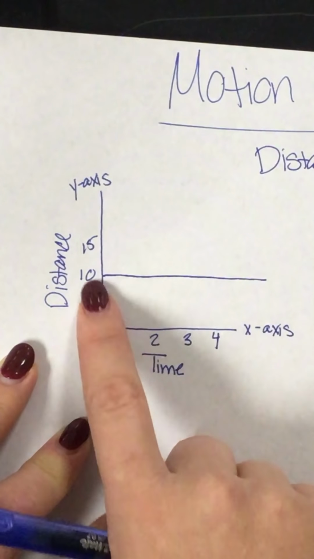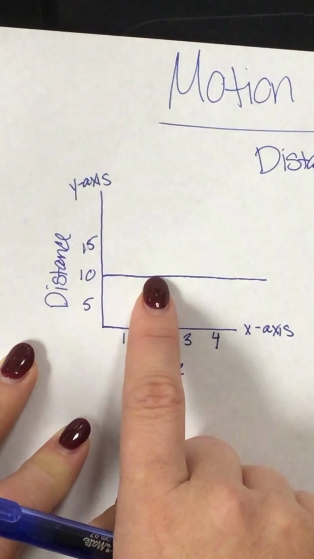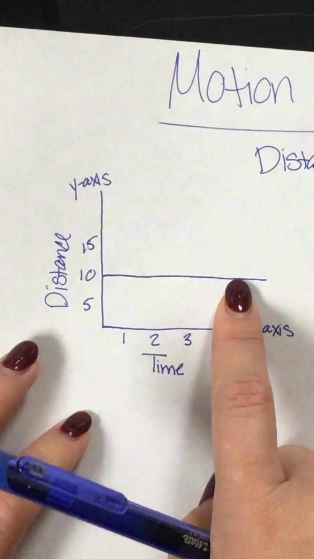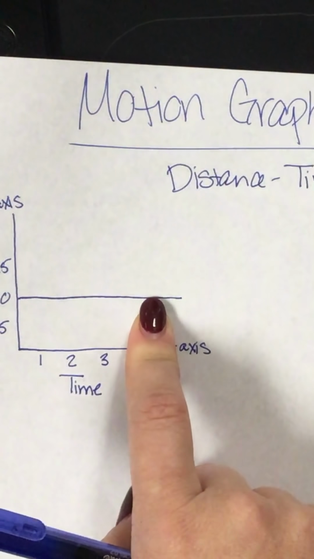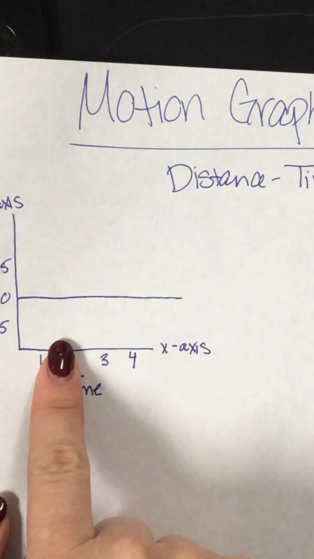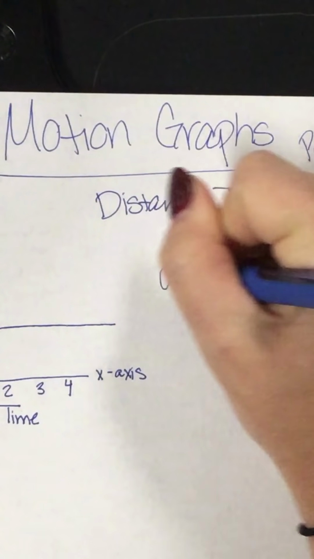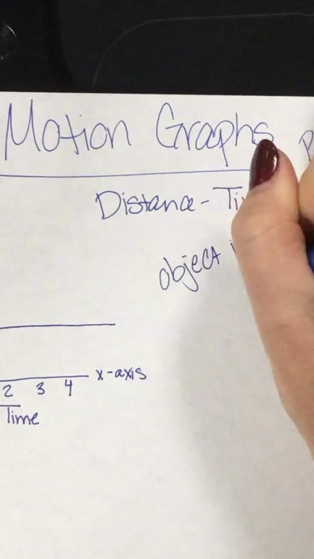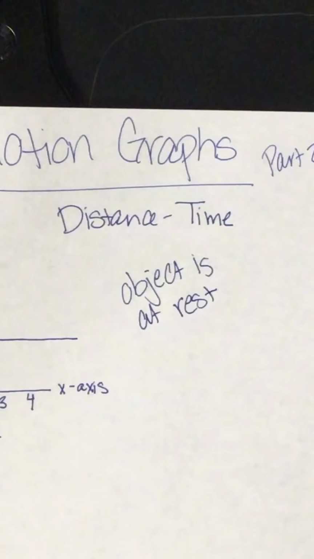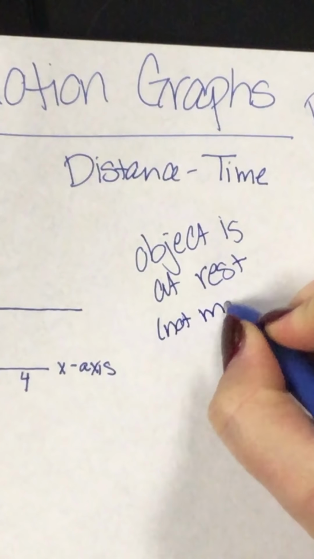So what's actually happening whenever we see a horizontal line? Is our distance changing? It's not. It would be like if you're on a football field, you walk 10 yards, and then after 2 seconds, you're still at the 10-yard line. 3 seconds, you're at the 10-yard line. 4 seconds, you're at the 10-yard line. So our time is increasing, but our distance does not change. What that means is that this object is not moving. So our object is at rest.